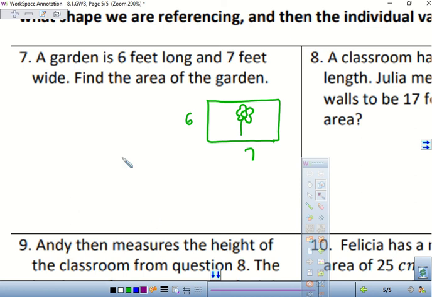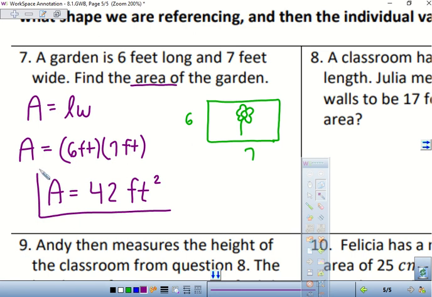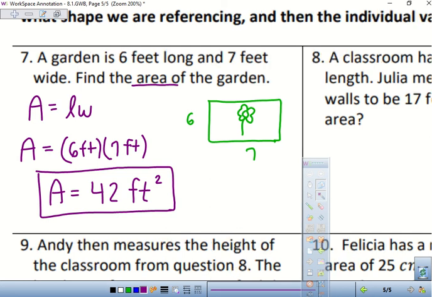So what formula am I going to use for the garden? Find the area of it. It's 42. Good, so it's length times width. So area is equal to 6 feet times 7 feet. You're right, it's 42 feet to the second power, feet squared. So any questions about the garden? Alright, let's try number 8.